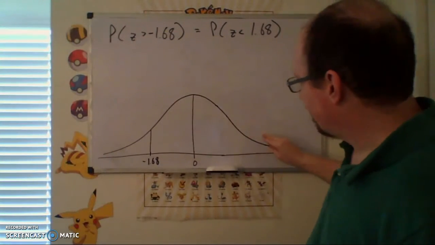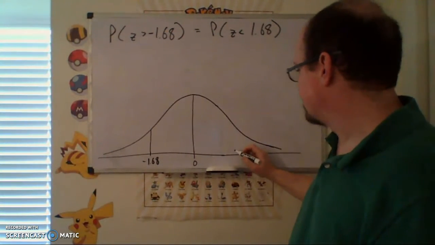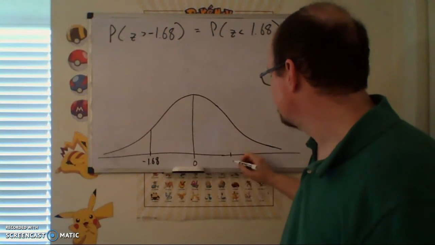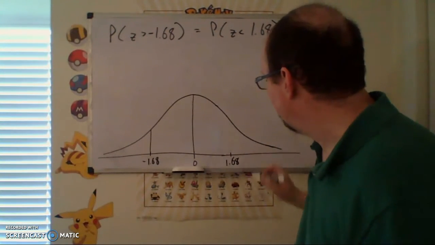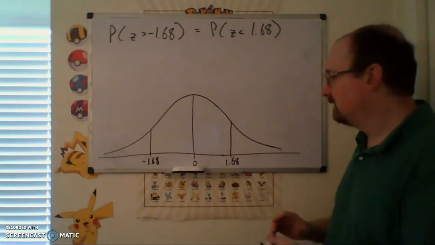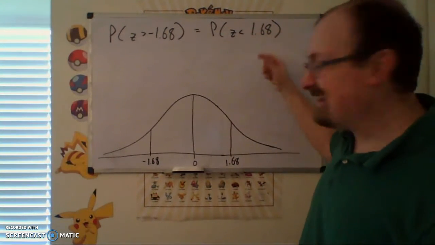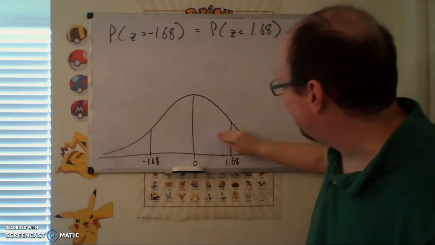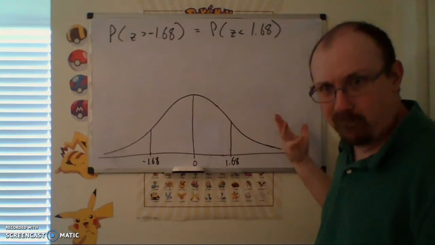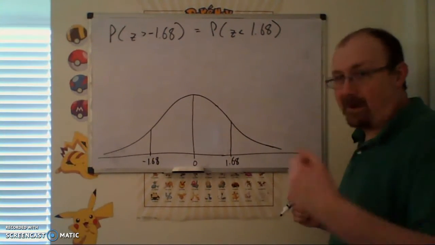So instead of measuring all this area, I can draw the symmetric cutoff point over on the other side, which I will probably miss because I'm bad at drawing. But so we'll have positive 1.68 over here, and then we want everything less than that, because we're going to trace out that area, which is an exact match for what I've kept going over and over with my hands. All right.